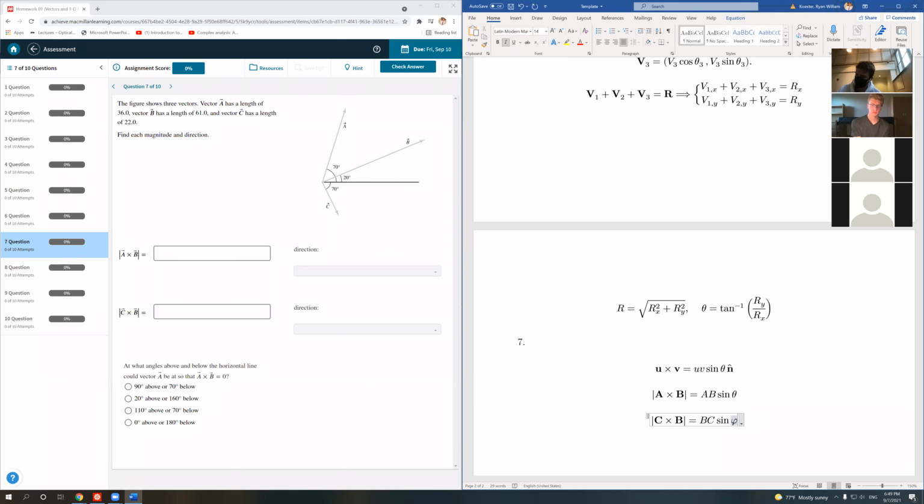Okay, so BC sine phi, where phi is the angle between B and C, which we said was 90 degrees. And so that's it for this problem. There is this last part here. At what angles above and below the horizontal line could vector A be so that A cross B equals 0? So for this, we want to say, well, where is sine of theta 0?